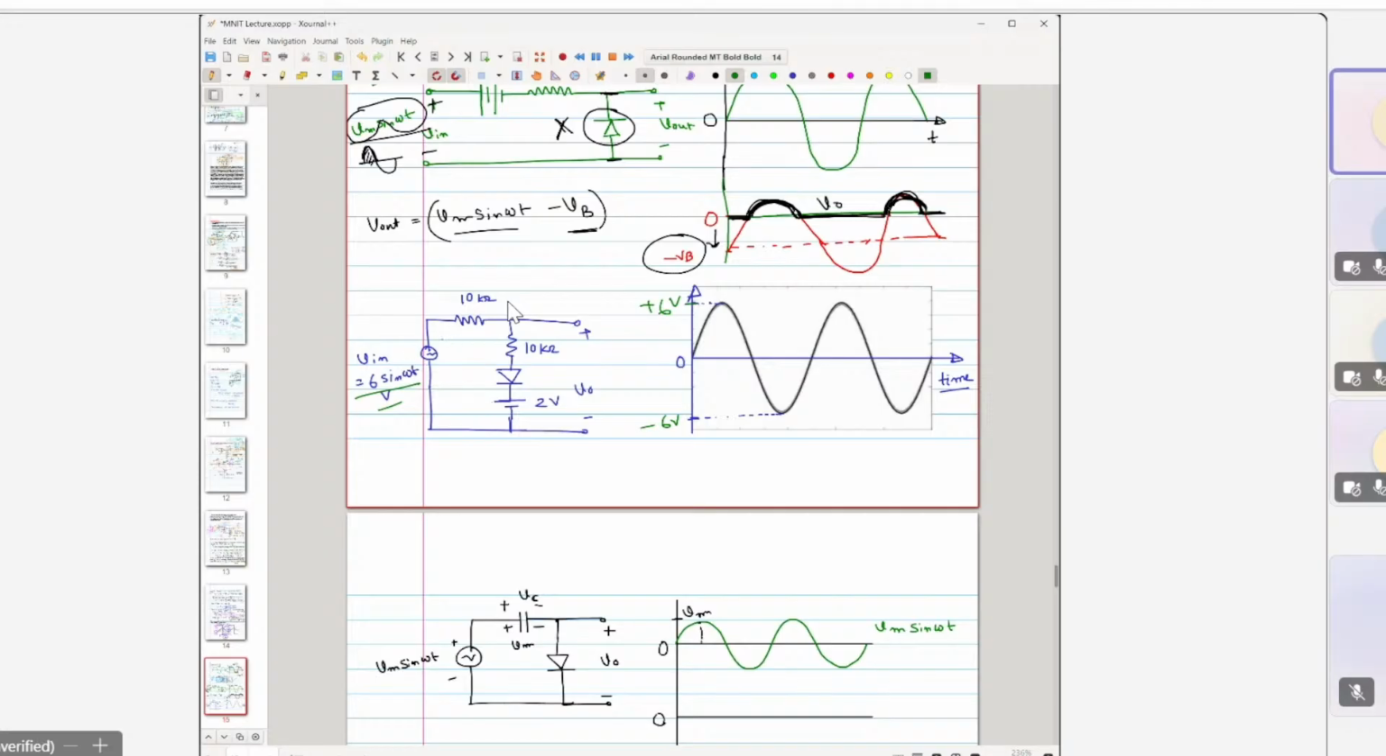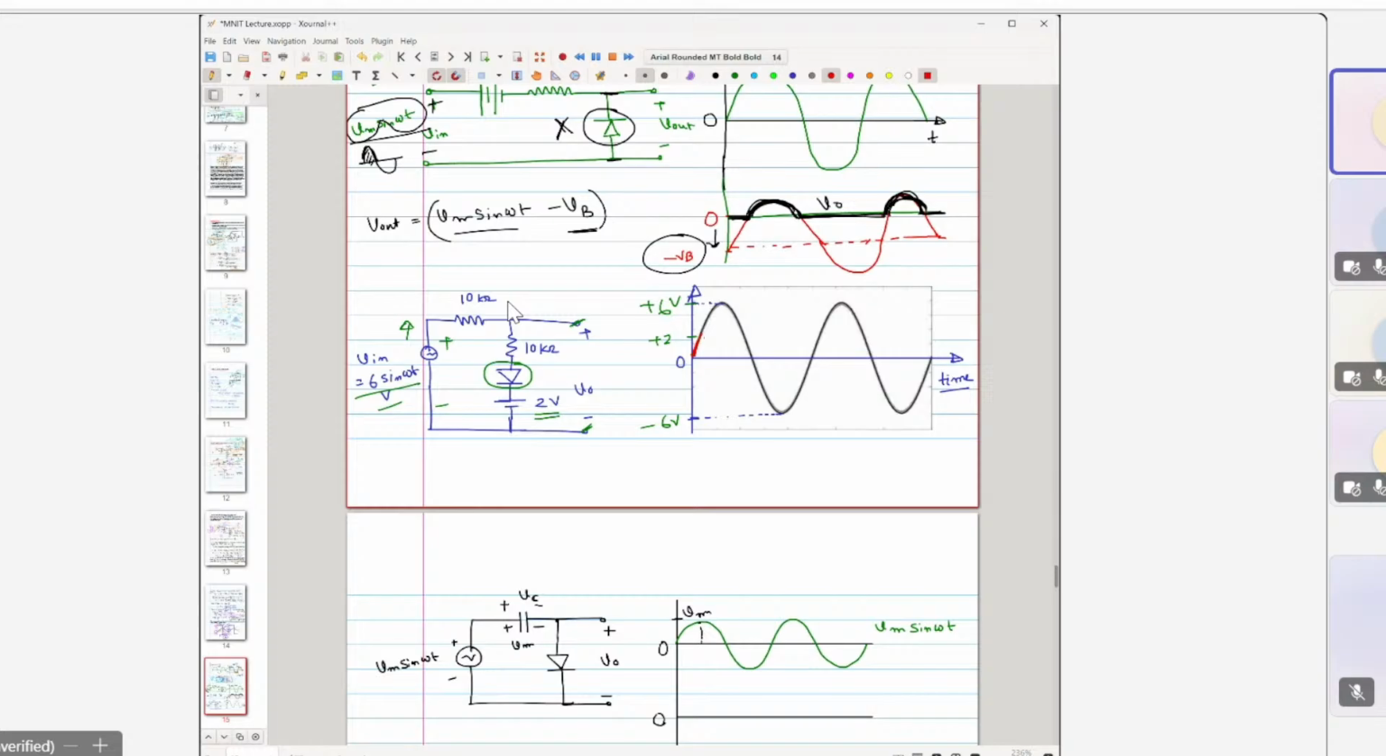Let's consider the positive half. When this is positive, it will try to make this diode forward bias. But there is another battery which tries to make it reverse bias. So till 2 volt, this battery would dominate and this would make this diode off. When the diode is off, no current is flowing through it, so whatever increase in this V in would be reflected across this output. So till plus 2 volt, you will get the output as it is. The output would follow exactly the input one.